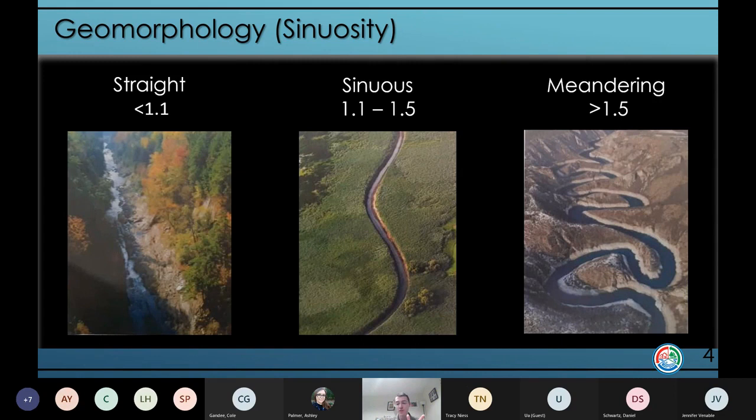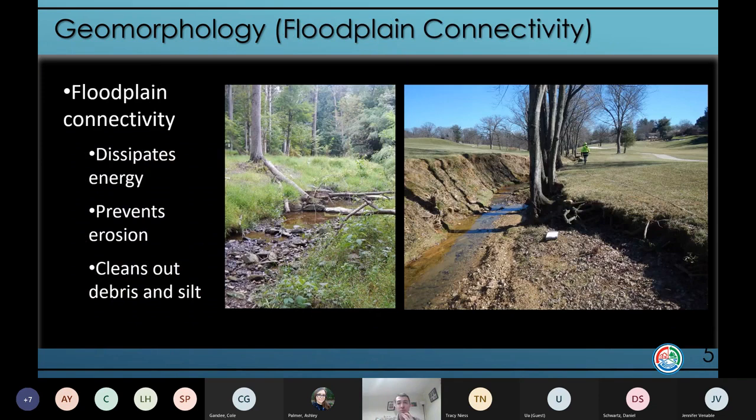Another important thing that we look at is floodplain connectivity. It kind of goes hand in hand with erosion.